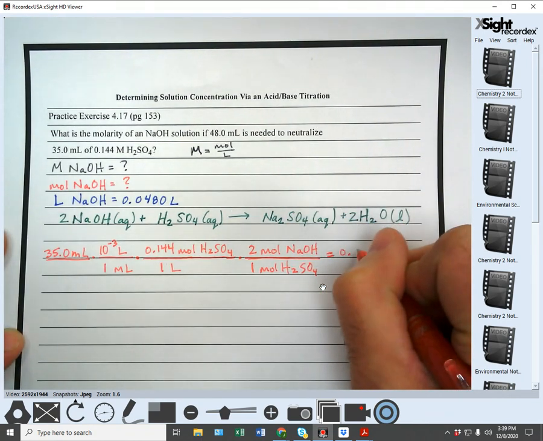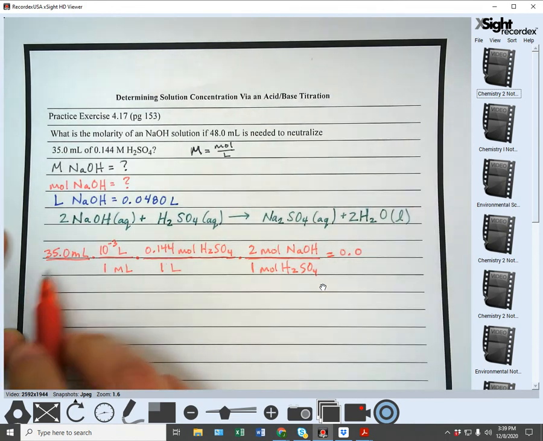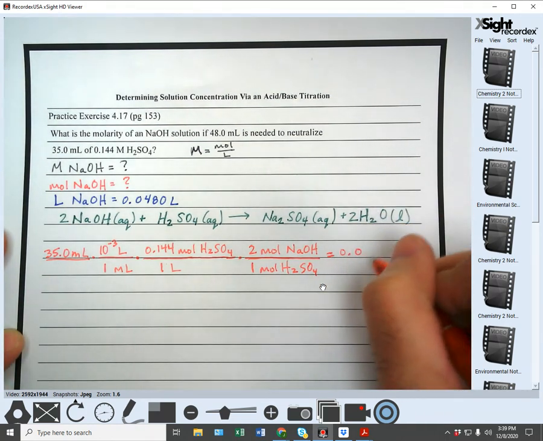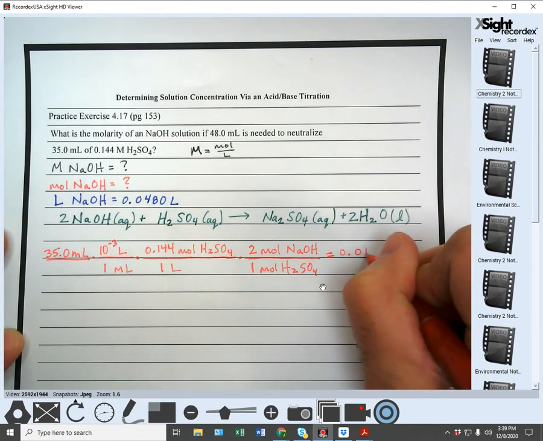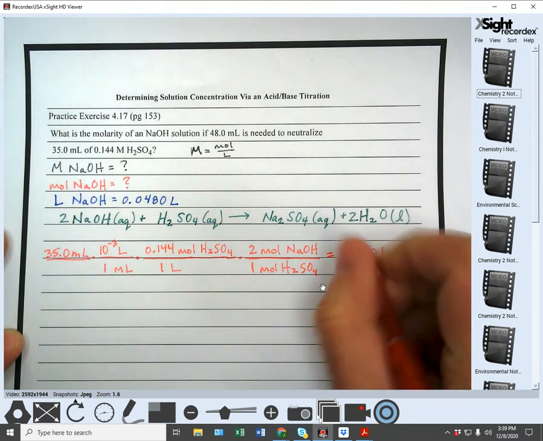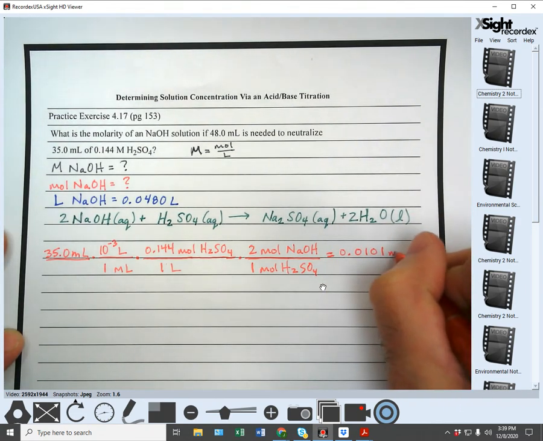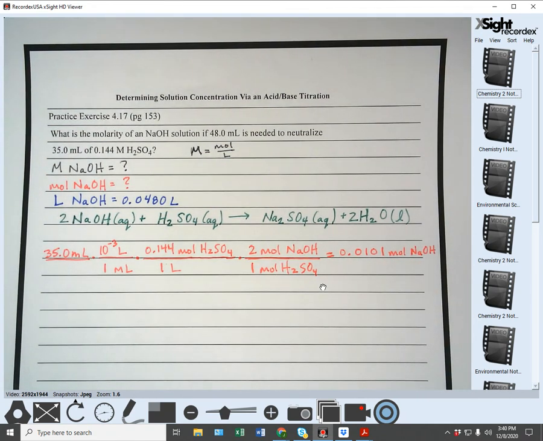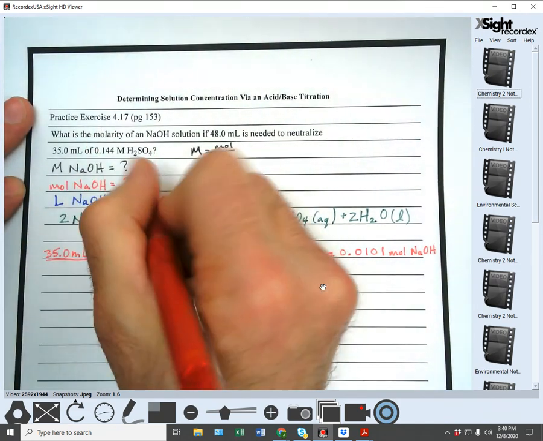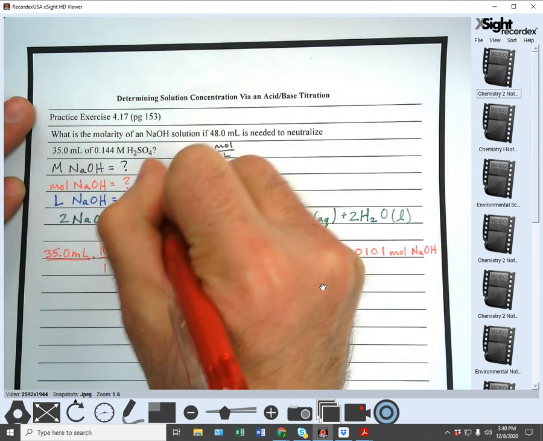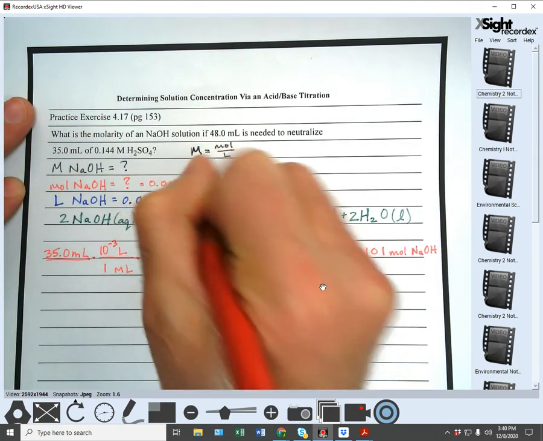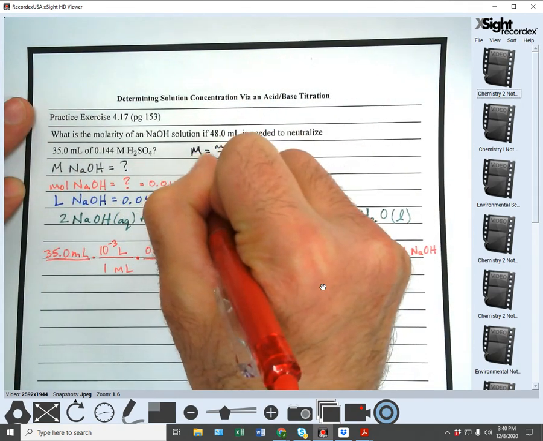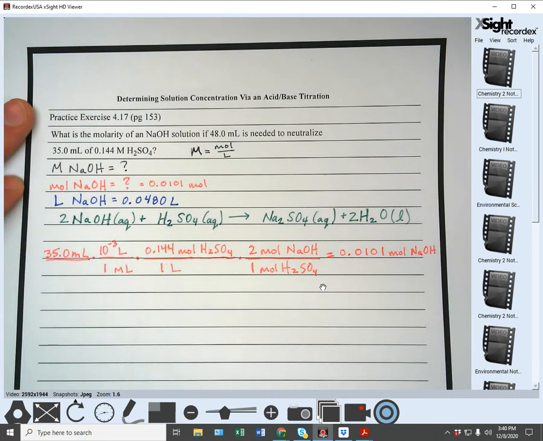0. Let's see, 3 significant figures, so 0.101 moles NaOH. All right.